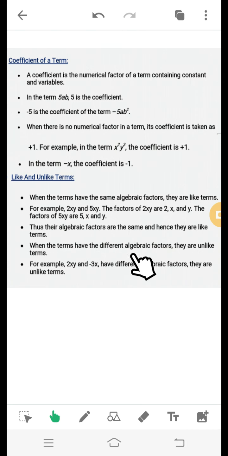And when the terms have different algebraic factors, they are unlike terms. For example, 2xy and -3x. Here the factors of 2xy are 2, x and y, and the factors of -3x are -3 and x. So both have different factors, so they are unlike terms.